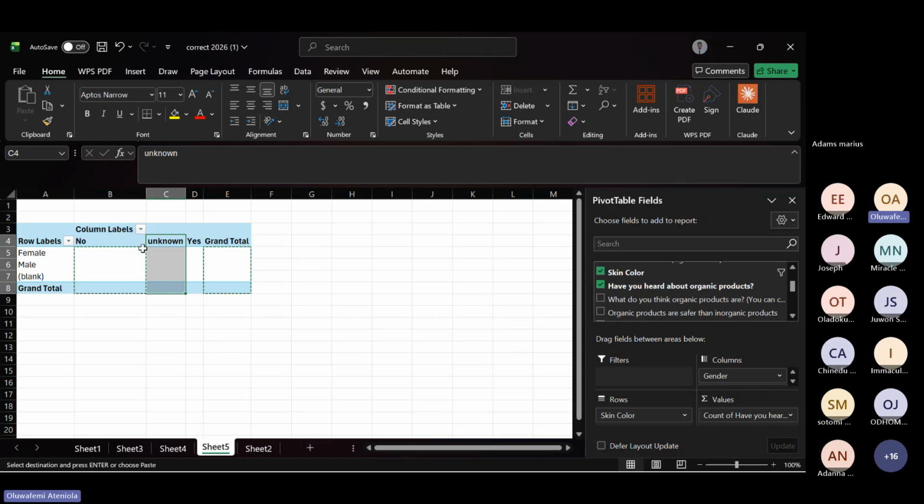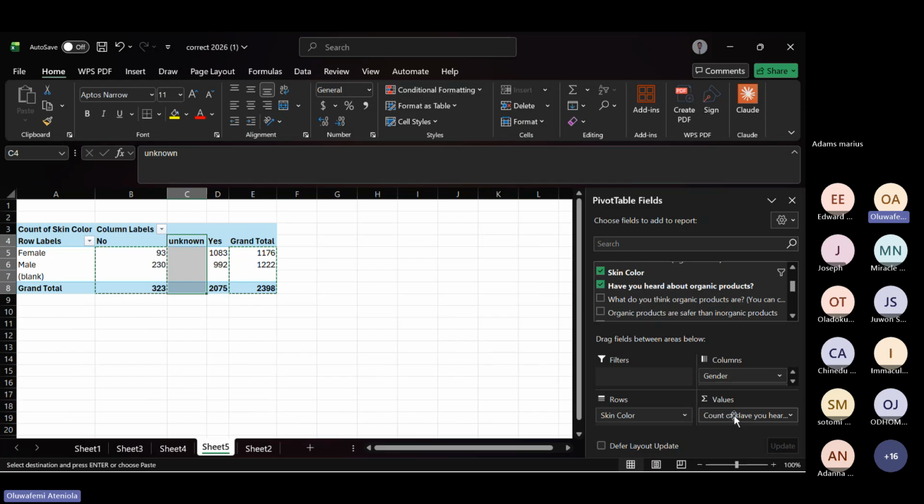Can you look in your data set, please? Do you have unknown in gender, or do you have unknown in have you heard of organic product? Because we are not meant to have an unknown here. So if I begin to say how many skincare column we have here, which is this. From here, I could easily tell that some persons didn't provide information as regard this. So the total number is 2.